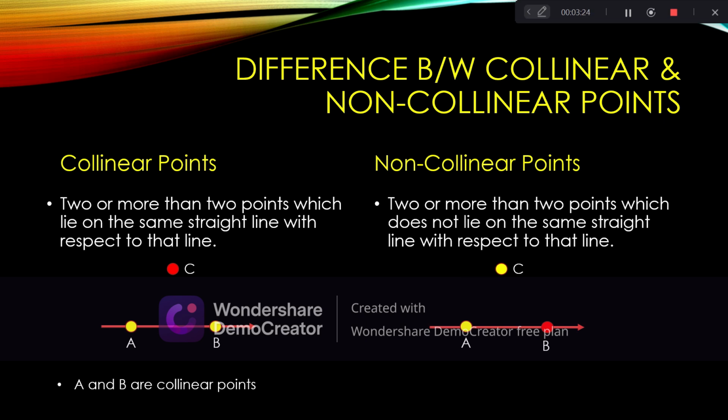So suppose if we draw a line by joining point A and point C, then the collinear points are point A and C, right? And point B is a non-collinear point because this is not on the straight line, right? So to summarize, non-collinear points are those points which do not lie on the same straight line with respect to that line. Okay. So now moving to the triangle.